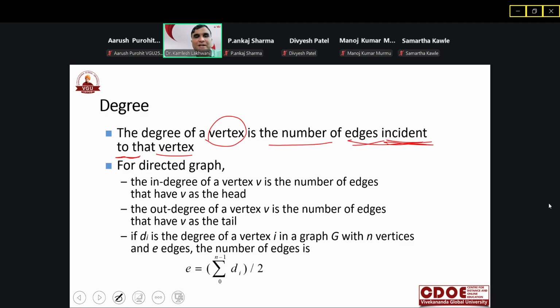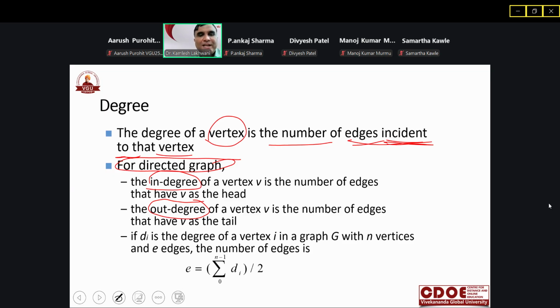For a directed graph, there are two different types of degrees. The first one is called in degree and the second one is called out degree. This is the case only in a directed graph, whereas in an undirected graph there is only degree, no in degree or out degree, right? What do you mean by in degree and out degree? We'll understand with the help of an example.